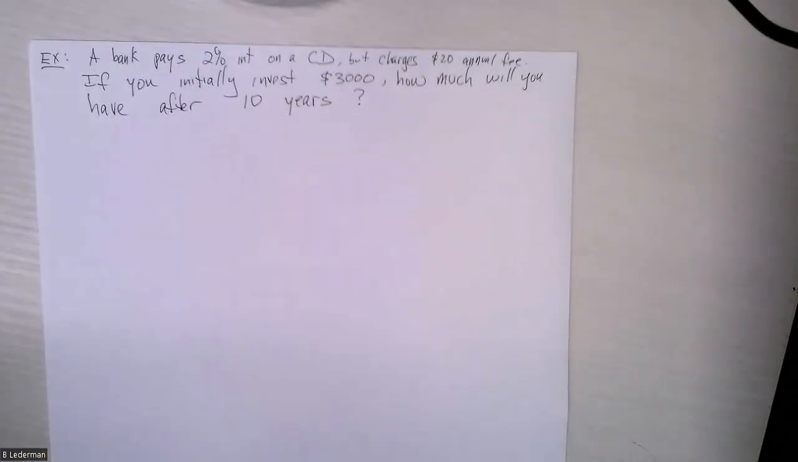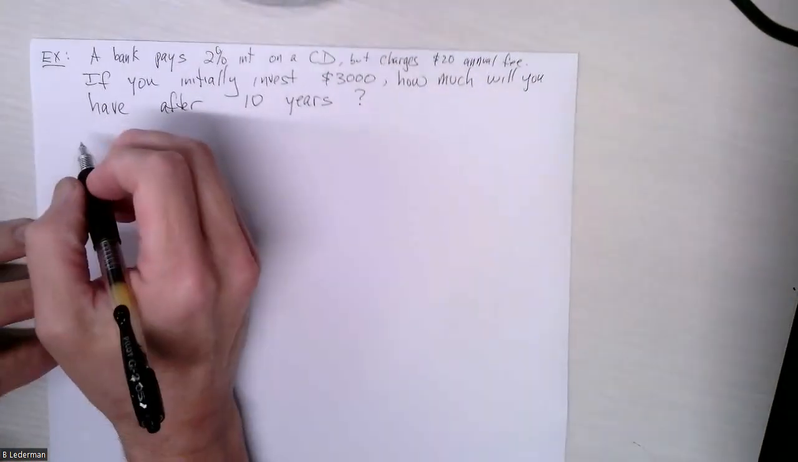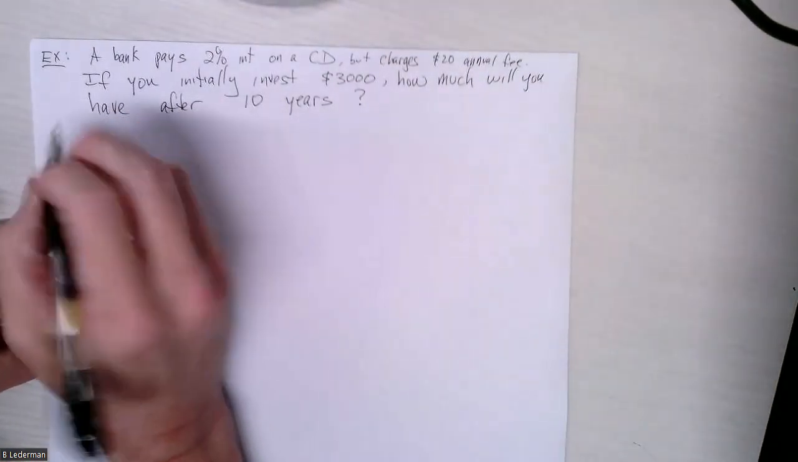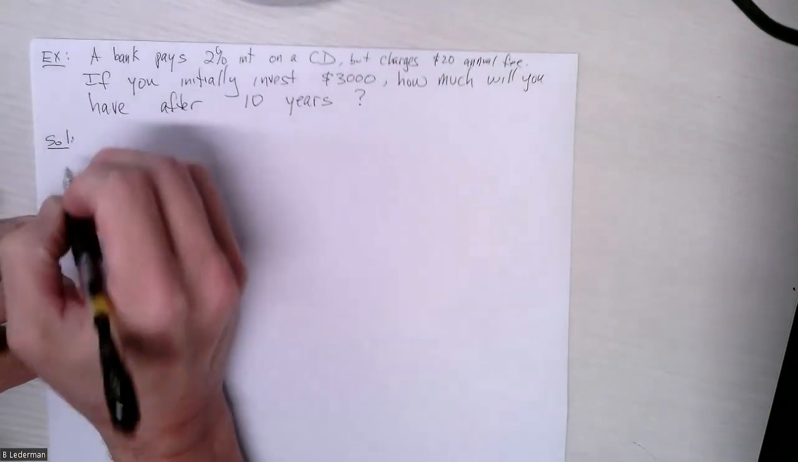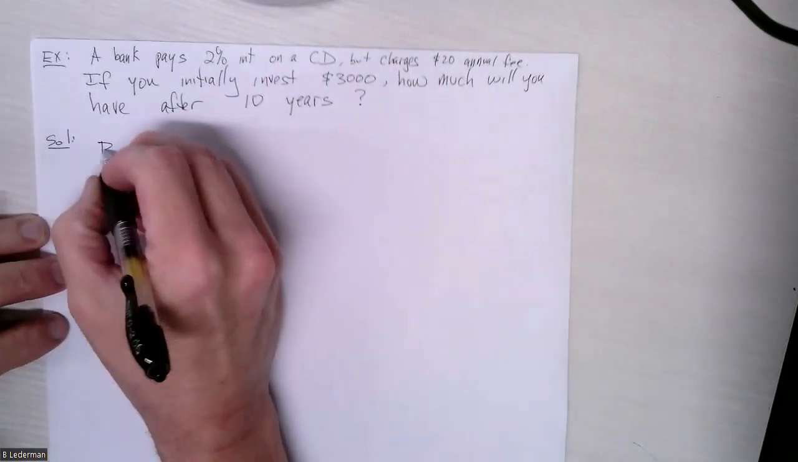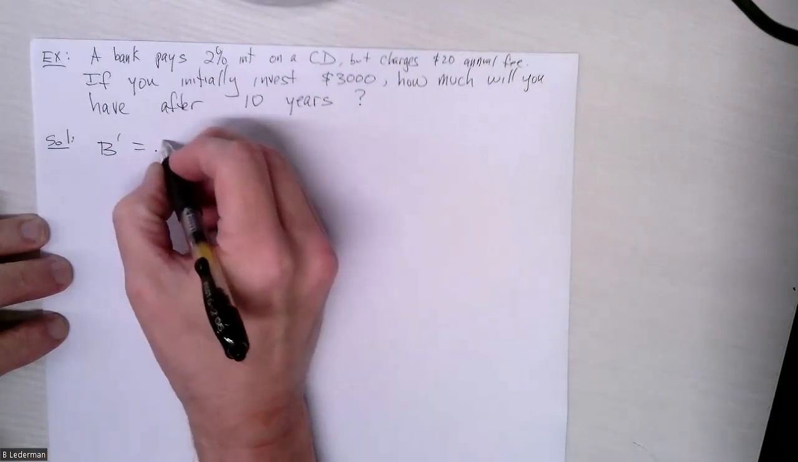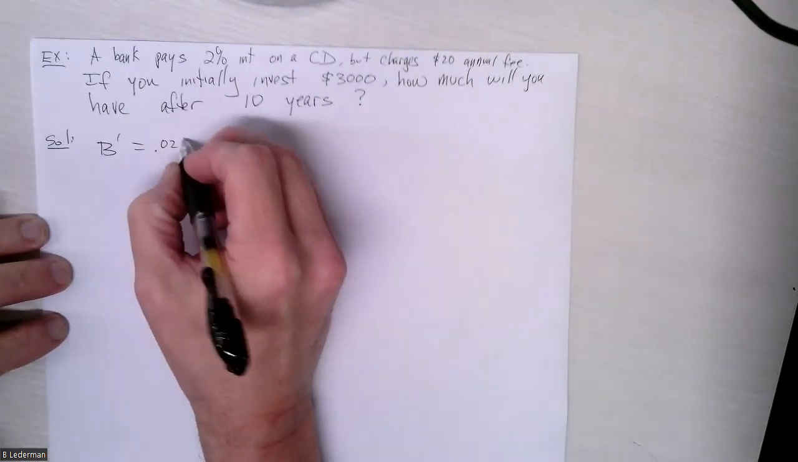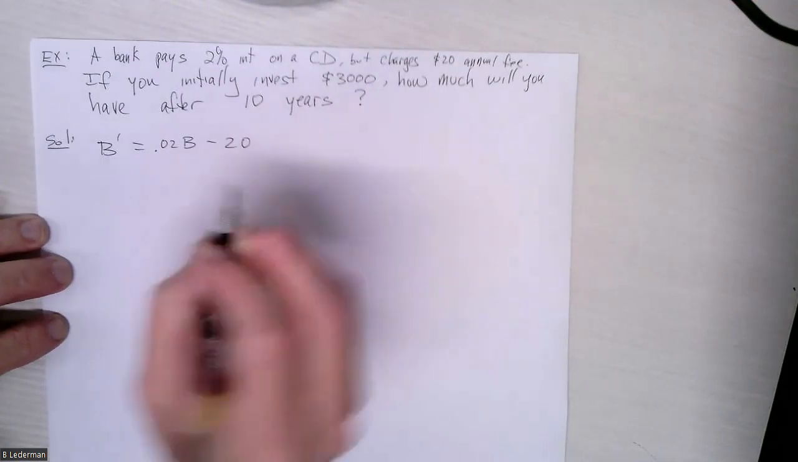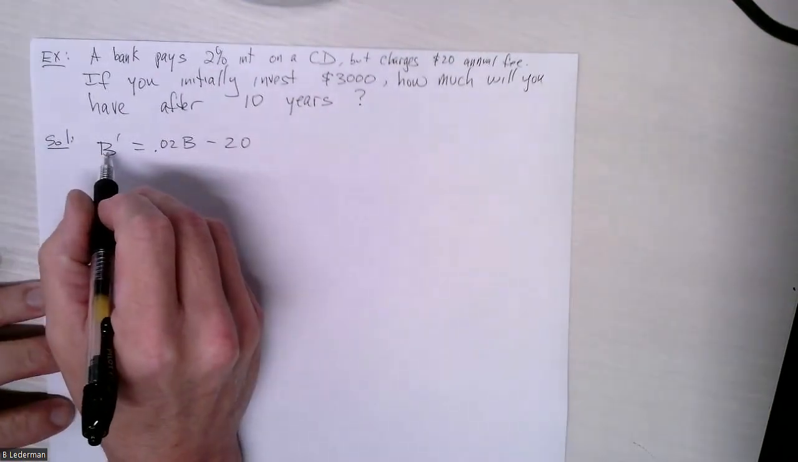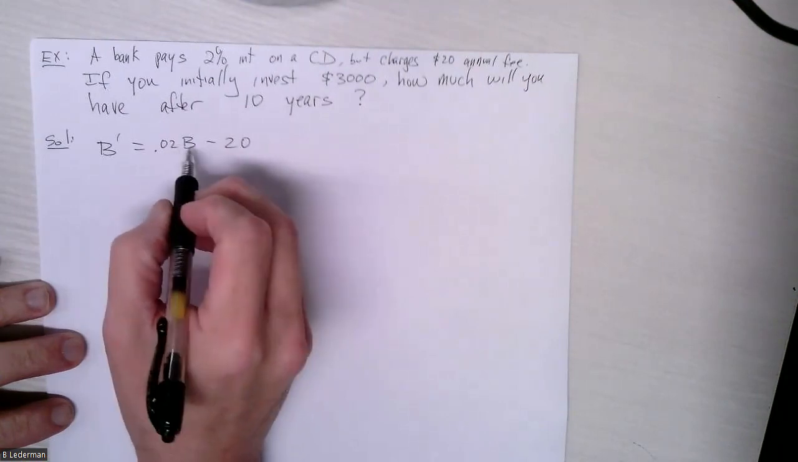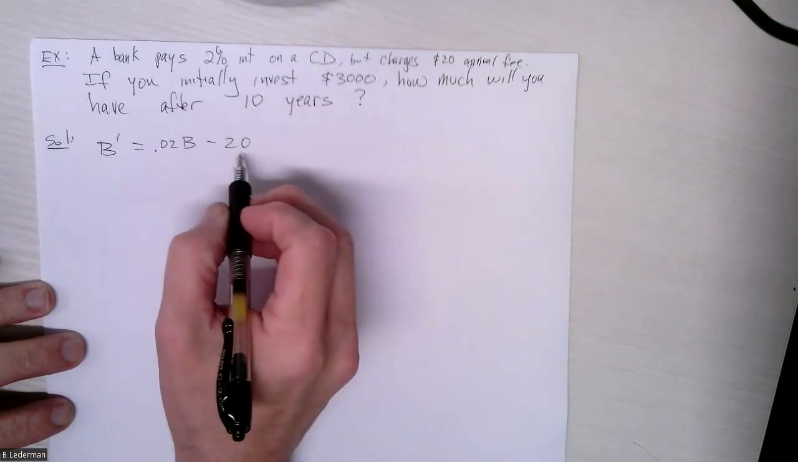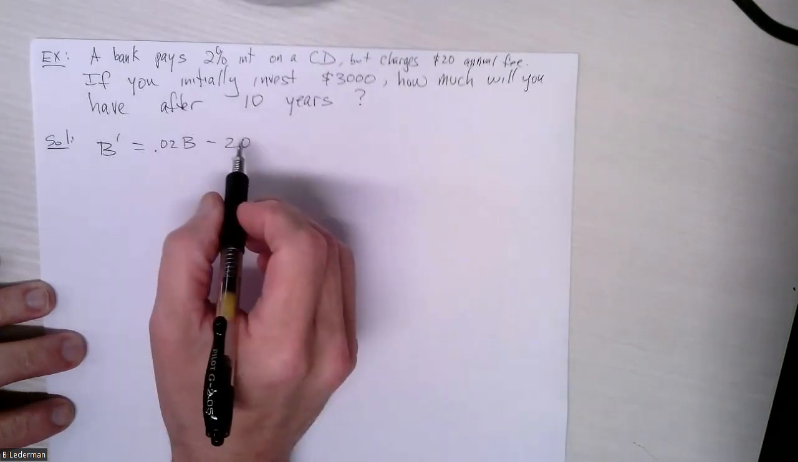So first we have a differential equation, which we had. Let's try to do this solution. So we know that b prime is equal to 0.02b minus 20, which means that the change in the balance, b is the balance, is going to be 0.02 times whatever the balance is at the moment, minus $20. And this is all annual.